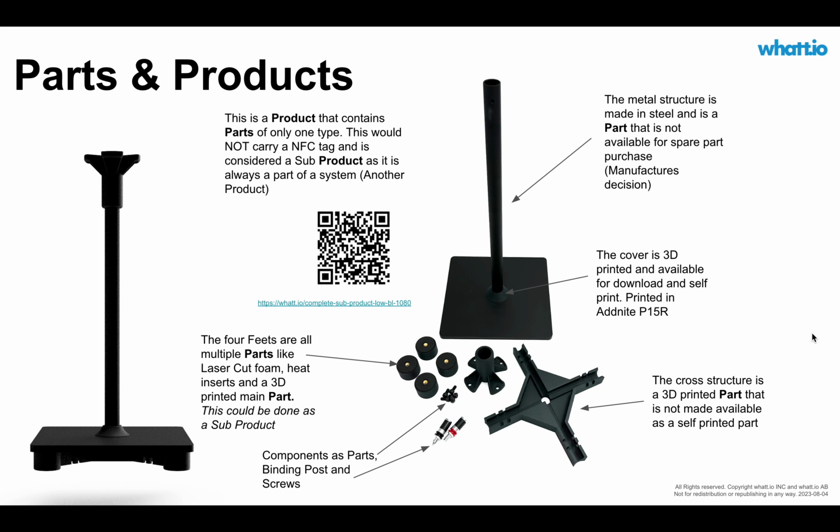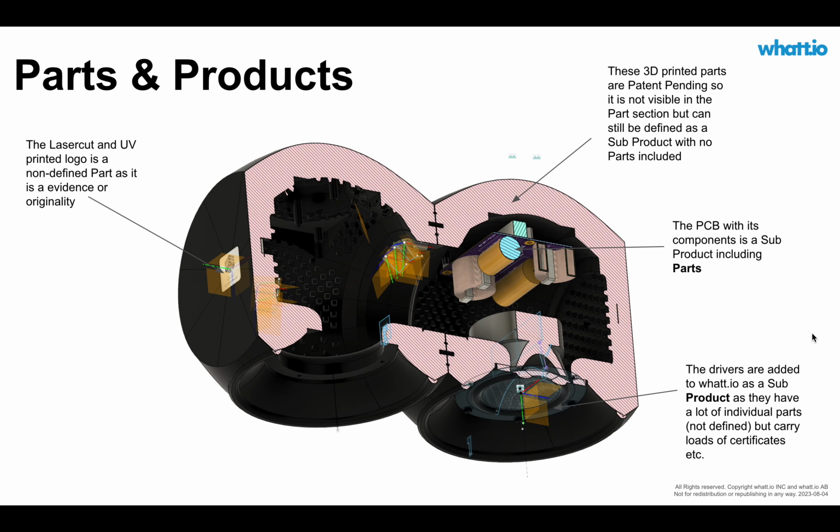You are free to use the system as you like. The laser cut and UV printed logo is not a defined part, as this is evidence of the originality. The 3D printed parts are patent pending, so they are not visible in the parts section, but they can still be defined as a subproduct with no parts included. And the PCB is the PCB we saw in the previous slide.